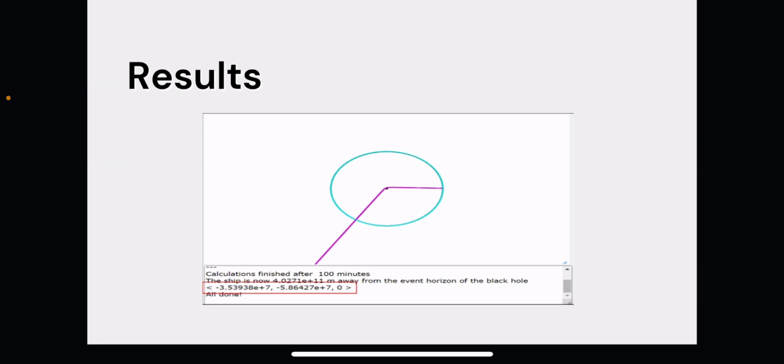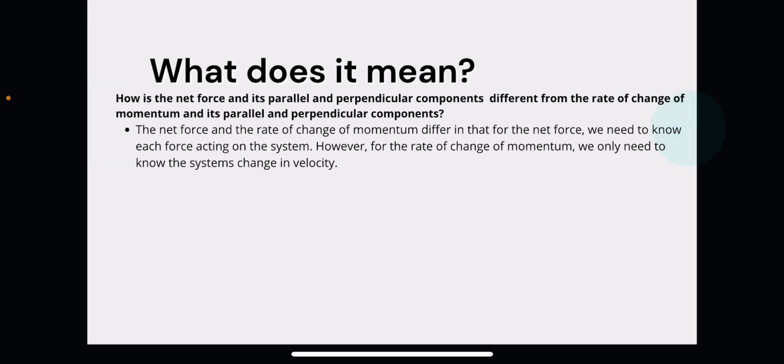For the question, how is the net force and its parallel and perpendicular components different from the rate of change of momentum and its parallel and perpendicular components? The net force and the rate of change of momentum differ in that for the net force we need to know each force acting on the system. However, for the rate of change of momentum, we only need to know the system's change in velocity.